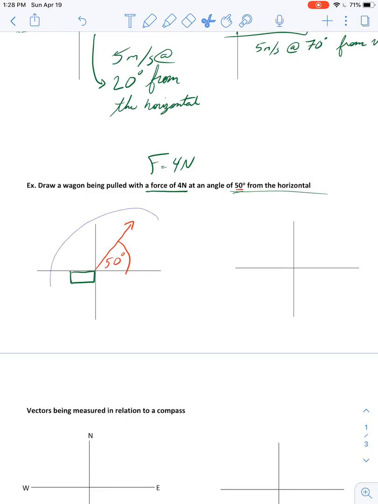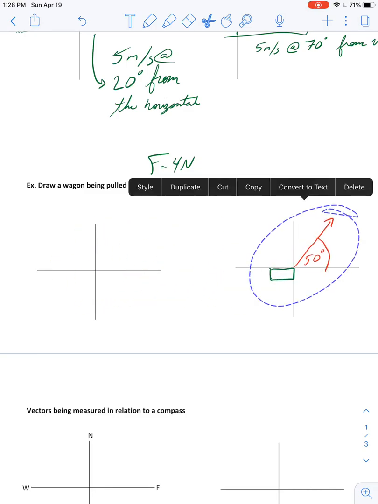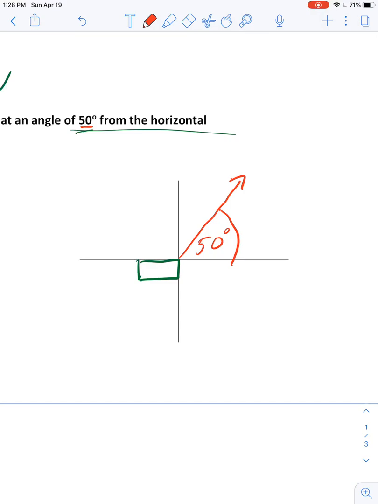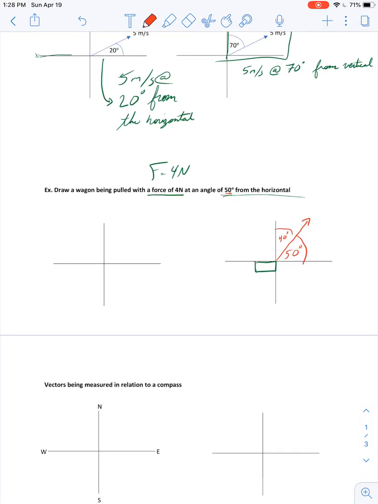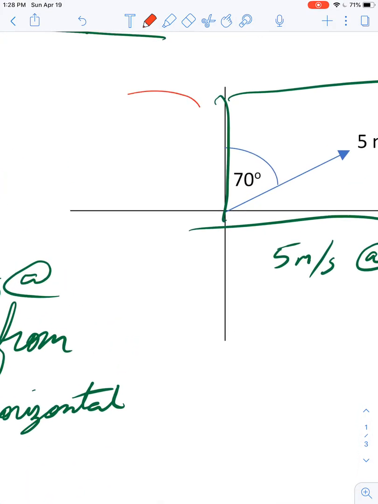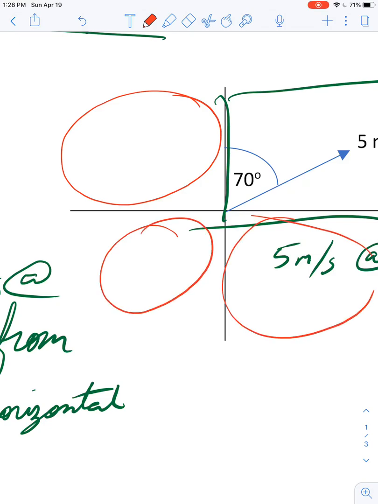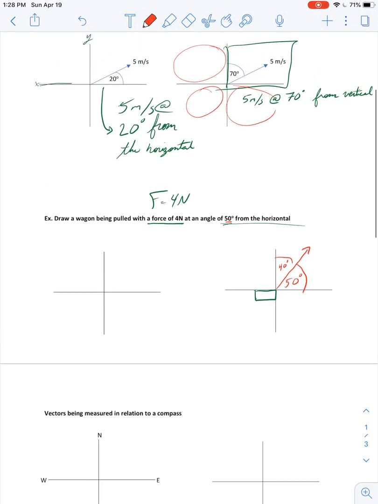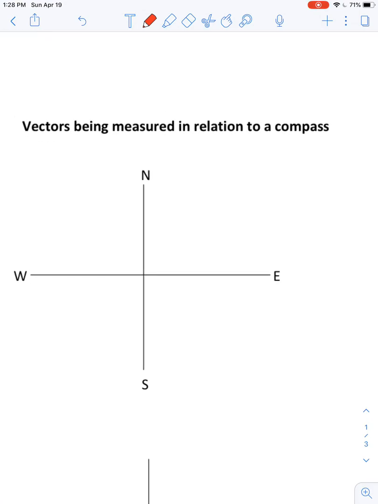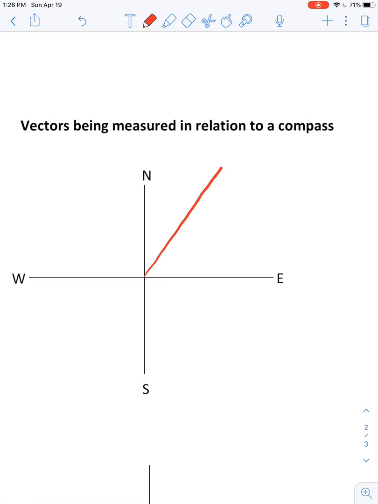The alternate way we could draw that is by putting it here, but instead of doing 50 degrees from the horizontal, we could say 40 degrees from vertical. Both would be accurate, but again, it doesn't identify this problem or even these ones here. So a better way of doing this would be to use a compass system. So if I wanted to do that 50 degrees from the horizontal, we could discuss it based on north and east.